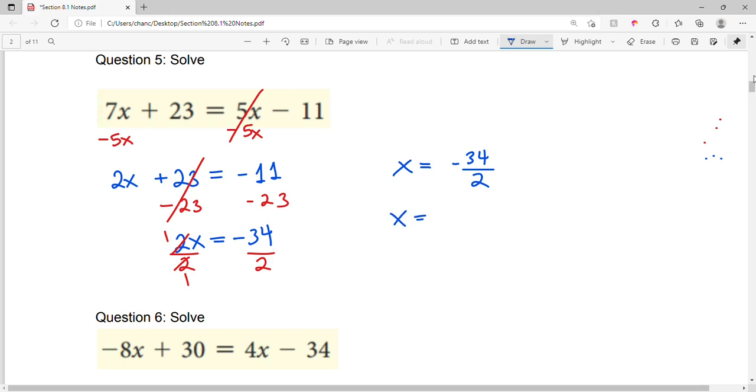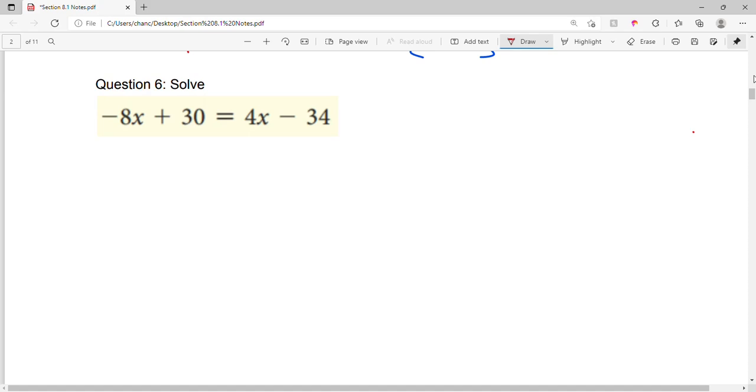We can simplify negative 34 divided by 2. That's equivalent to negative 17. x equals negative 17 is our solution. And again, you can try all of these problems again, practice them. If you want to get more examples, you're welcome to look at the textbook. There are videos and similar exercises that you can do on your own. Take some time, maybe try question 6 by yourself.